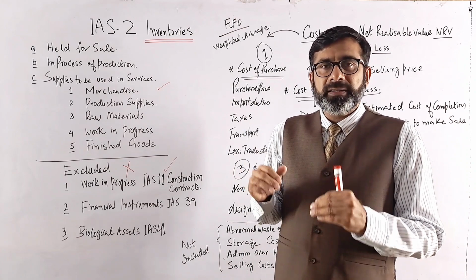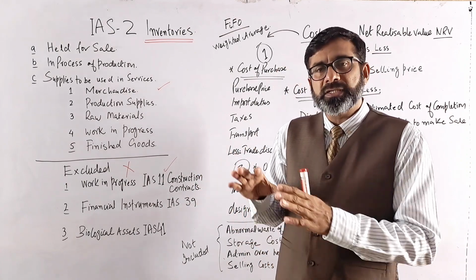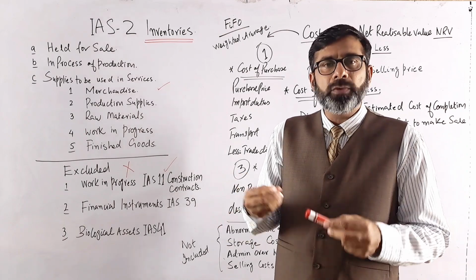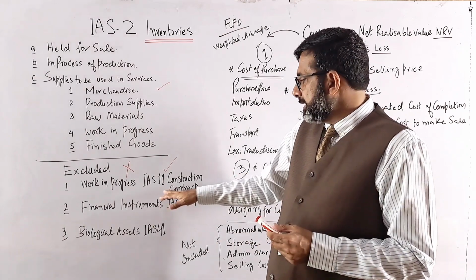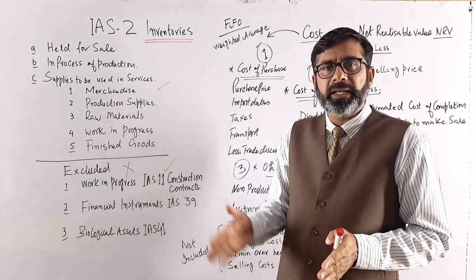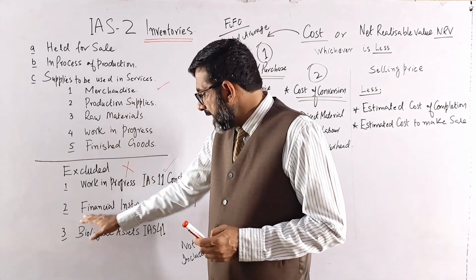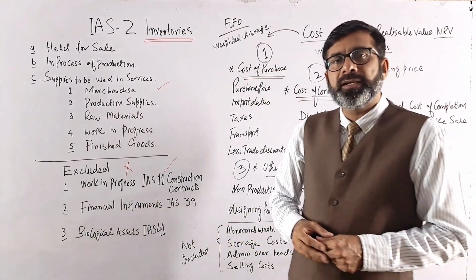But it is not for them, it is for the client. So anything which they are producing which is in progress but not their own property, that will be considered as the construction contract. We will discuss IAS number 11 in detail in the next lectures, so it is not included. The next thing is the financial instrument, IAS number 37.